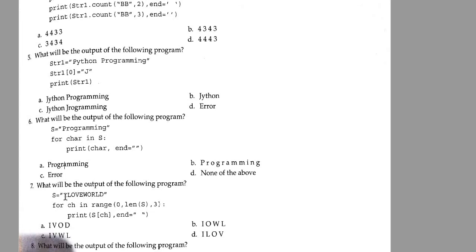So it will skip the first one. Now let's start. It will start from the I. Now it will skip, it will go to the third. So it will print V. After this it will print O. Then after this it will print D. So first option A will be correct.